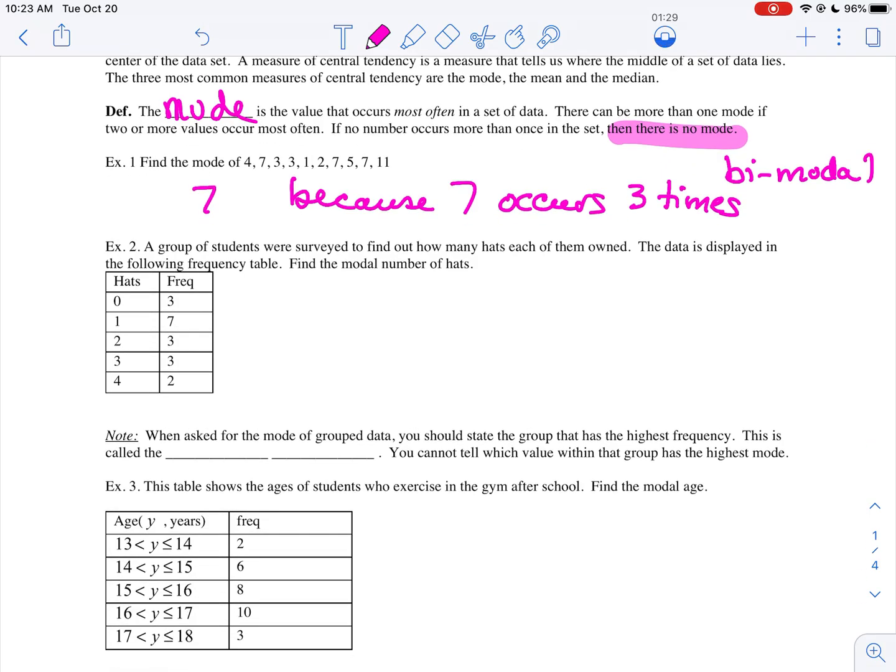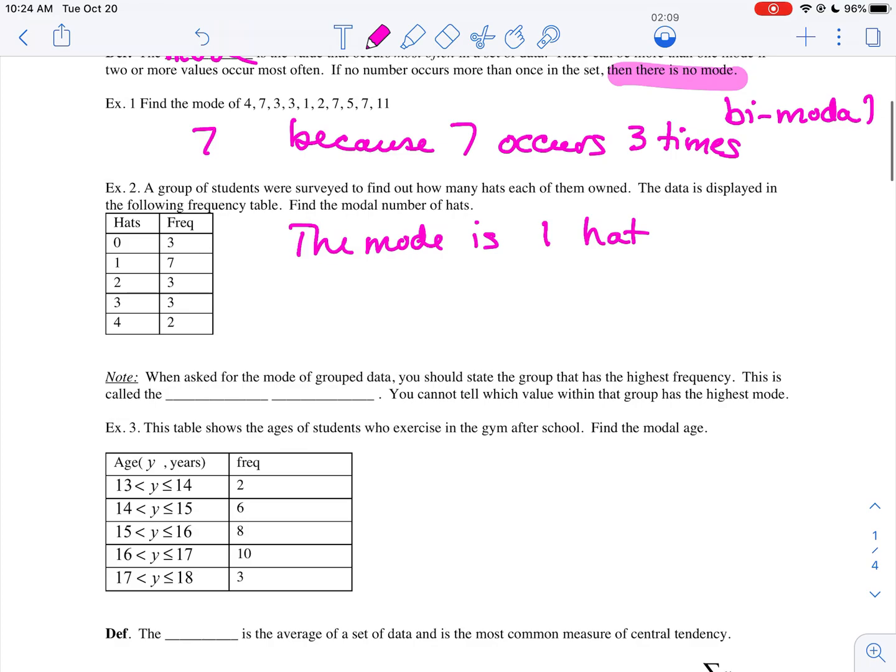A group of students were surveyed to find out how many hats each of them owned. The data is displayed in the following frequency table. Find the modal number of hats. So look at that table. Which has the highest number of hats? The mode is 1 hat. Notice it's not 7, okay? It's not 7. The modal is how many hats.